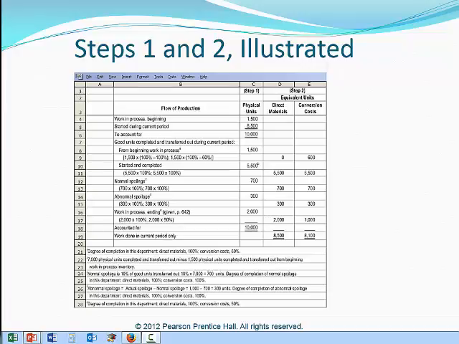Therefore, the equivalent units for the normal spoilage is going to be 700 times 100% equals 700. And the abnormal units, the same deal, 300 times 100% as to direct materials and to conversion cost. And then lastly, the work in process. Again, they were started in this period.